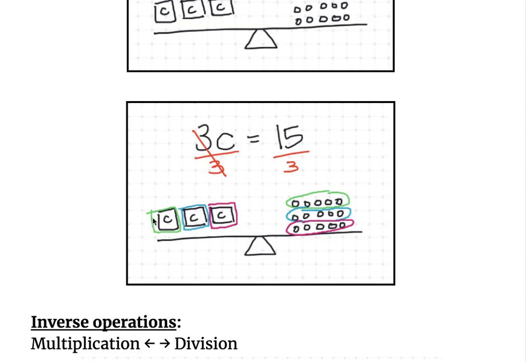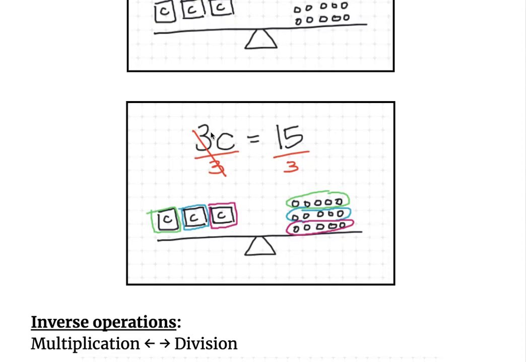On the scale, I'm basically dividing my c boxes into 3 groups. So that means I have to divide my marbles into 3 groups. So I have a green group for the green box, 1, 2, 3, 4, 5 in that group. I have a blue group for the blue box, 1, 2, 3, 4, 5 also. And I have a pink group for the pink box, 1, 2, 3, 4, 5. So 15 divided into groups of 3 means that there's 5 marbles in each of these boxes. 5 in here, 5 in here, and 5 in here, so that it matches the right-hand side. So you also have 5, 5, and 5, 3 times.